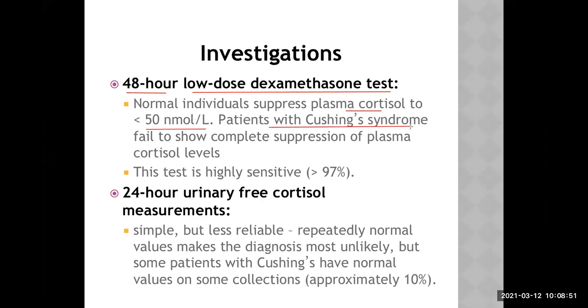Whereas patients with Cushing syndrome fail to show complete suppression of plasma cortisol level, because there is excessive secretion of cortisol from the adrenal gland. This test is highly sensitive. The sensitivity is more than 97%. So this is a good test to do. Another one is 24-hour urinary free cortisol measurement. This is simple but less reliable. There are a lot of determinants probably. This can be done nevertheless.